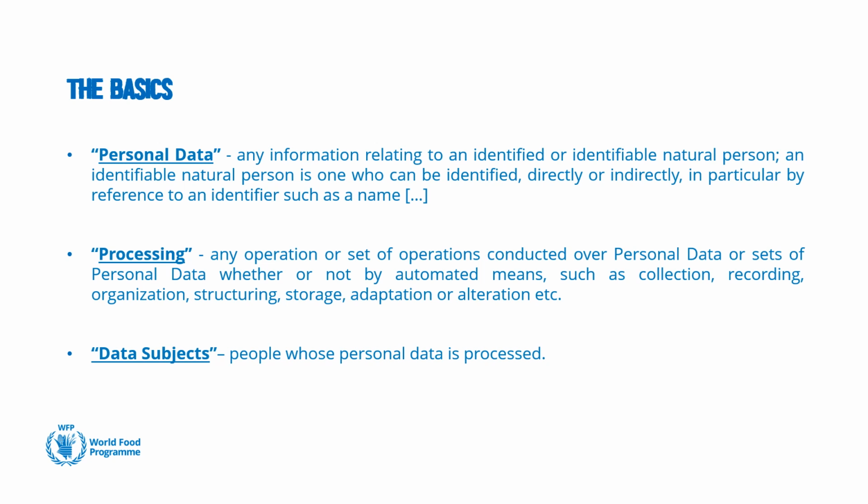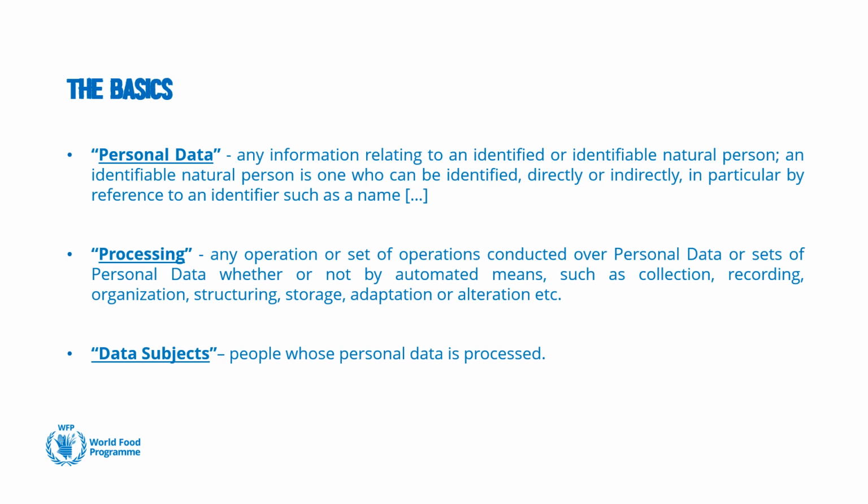Now, what does that mean? Personal data generally is anything that can be used directly or indirectly to identify an individual. So when we're talking about the use of drones, that would mean any sort of picture, video, location that can be used to identify a specific natural person.